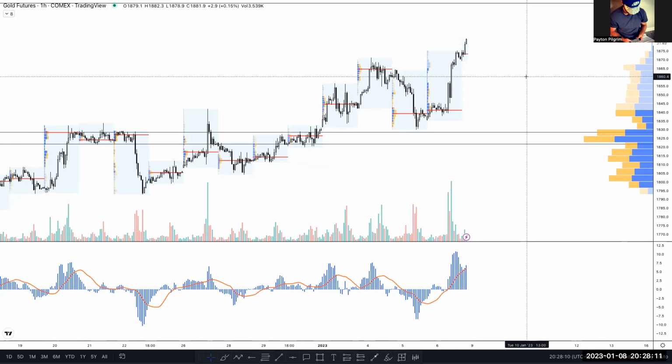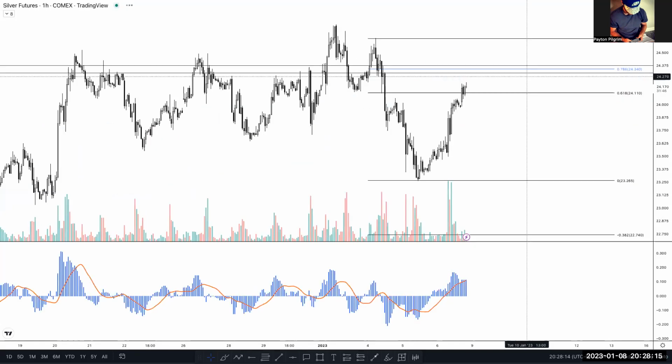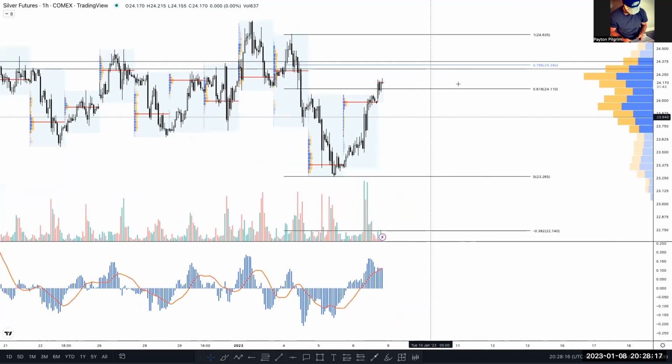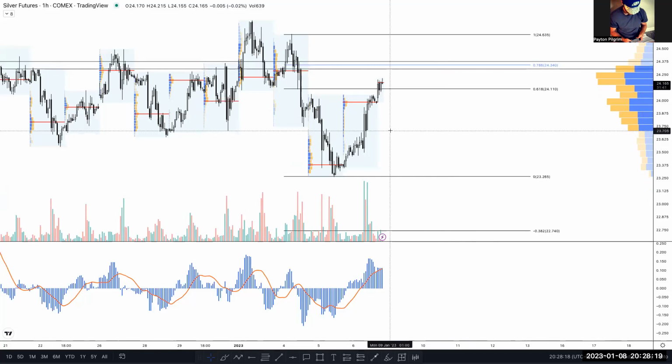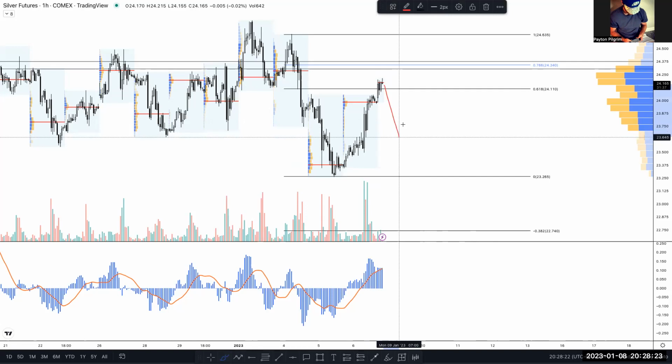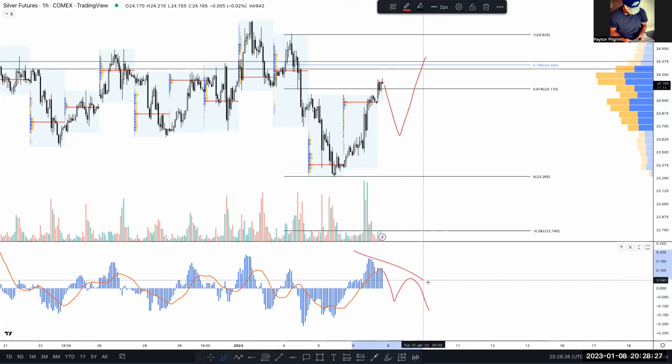The only thing that I see that goes against that would be silver. It looks like it has a possibility for a short coming up. If it does kind of stop right here and make this move and gives some type of a divergence play right here, I'll probably look for a short right here.